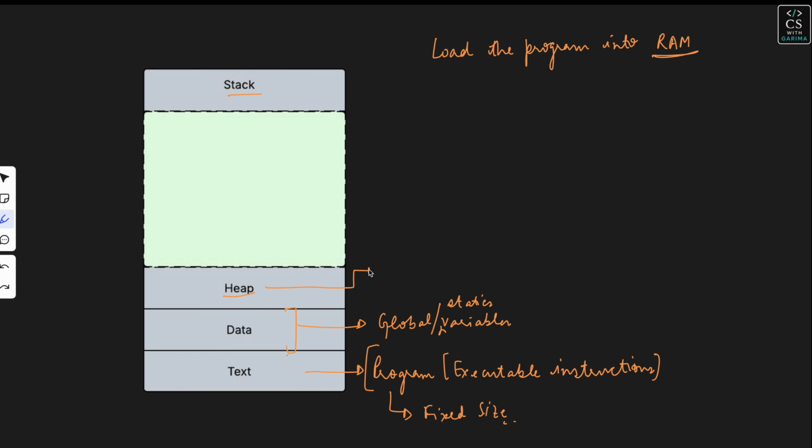So heap is basically for dynamic memory allocation or runtime memory allocation, which is while the program is executing, as in how it requests new memory, the required memory space will be allocated from the heap. And then there is stack, which is very important for the program execution.